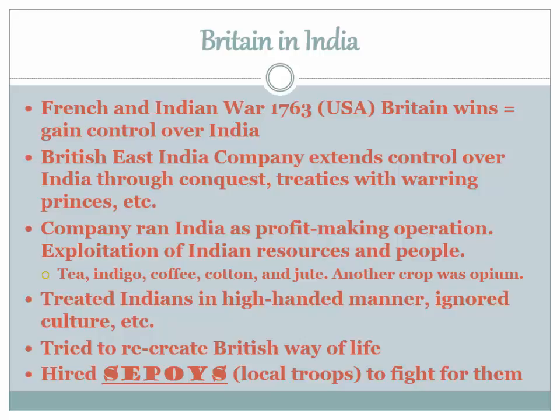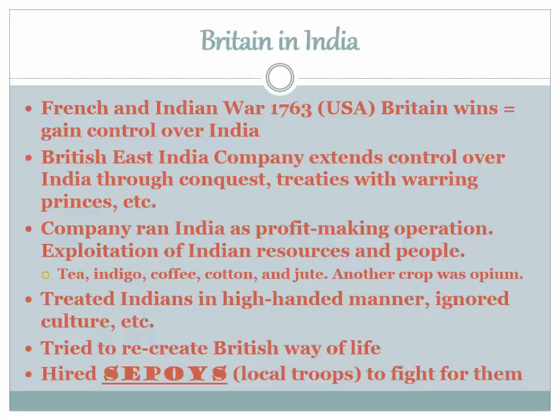And that's what the Cherokee tried to do. They tried to be like and act like so that they would be treated like. But were they? No. The British hired sepoys, or what we would call local troops, to fight for them. We would call them, you would hire the militia. They called them sepoys. And this is really important.